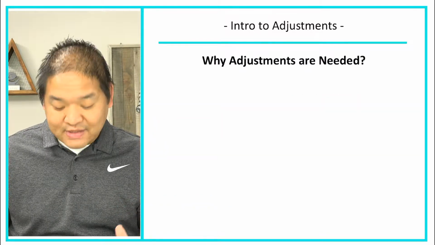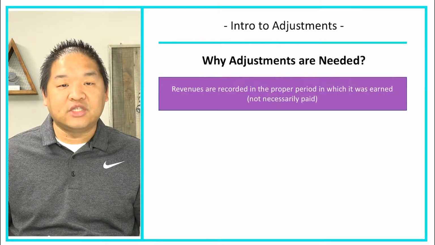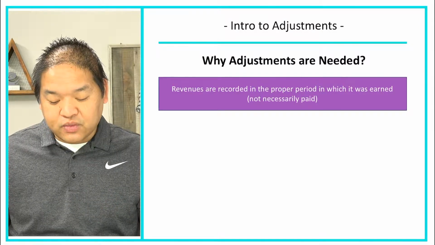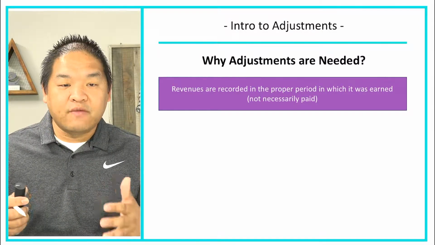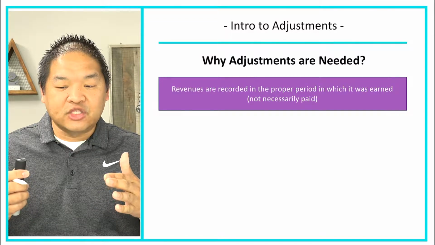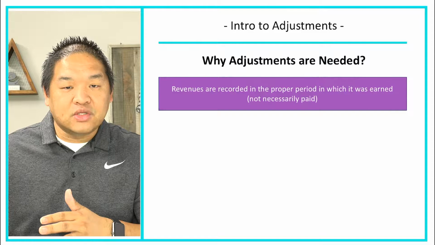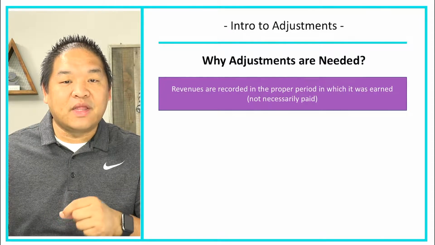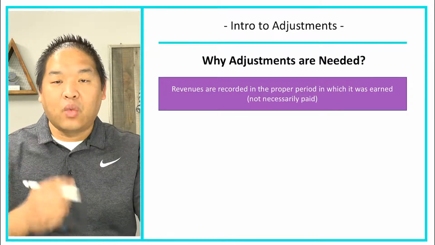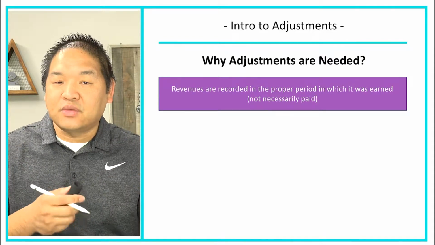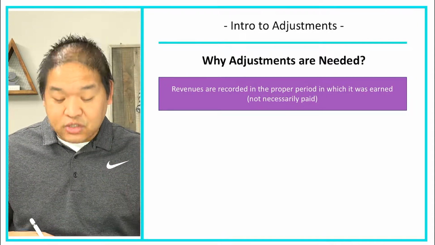So why are adjustments needed? Well, these are reasons why adjustments are needed. Revenues are recorded in the proper period in which they were earned. So we want to make sure that revenues we might have earned in 20x1, but get paid for in 20x2, are reported in the period that we earned them, which would be 20x1. So we may not get paid for it until 20x2, but we still need to report it in the year that it was earned.